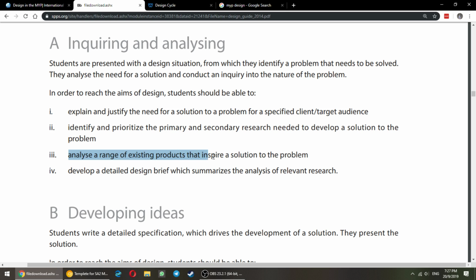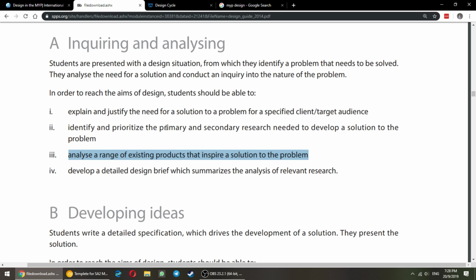So the next one will be analyze a range of existing products that inspire a solution to the problem. When you're trying to design something, never try to be overly innovative. You have to base your design on pre-existing technology or something you can actually make. If you cannot actually make it with your own hand, try to tone it down a little bit, be specific, and design something you can actually make yourself. And try to make it as simple as you can, because that will be easier for you to describe not just the mechanism and technology, but it's easier to convey a story when people read your solution to the problem.